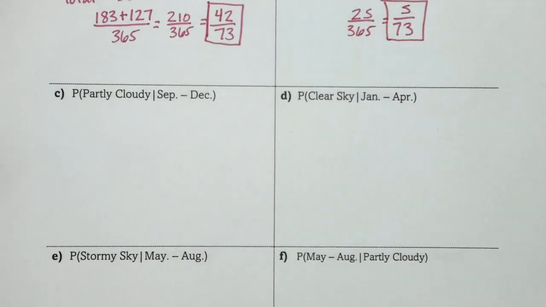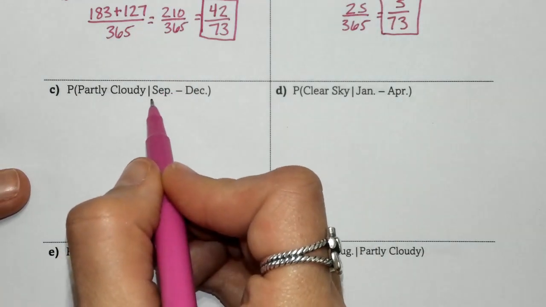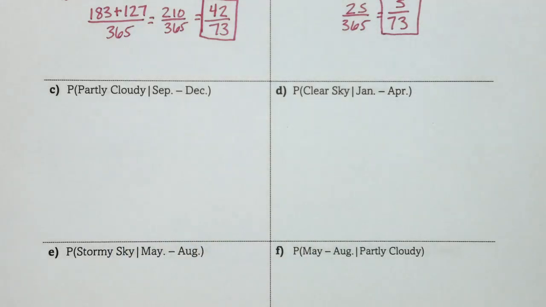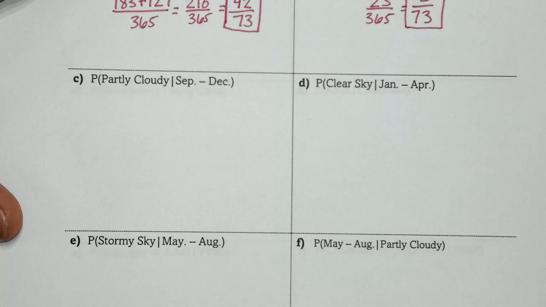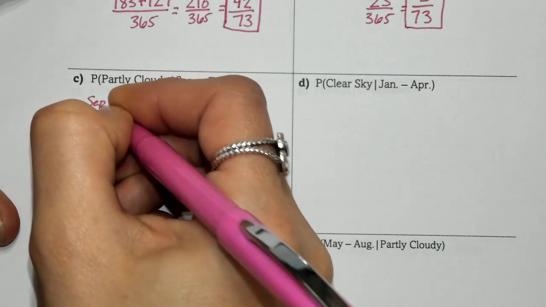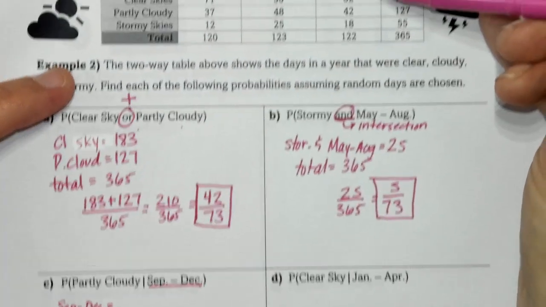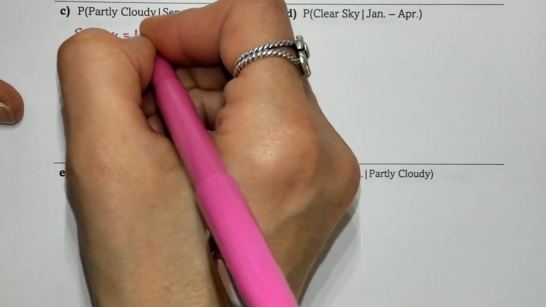Now, I'll do my best to go up and down, showing this and showing the table. Partly cloudy, there's that line, given it's September through December. So the "given," when we have that line between them, we're no longer using that grand total of 365. That corner is no longer being used. So here, how many days are in September through December total? We have a total of 122 days.